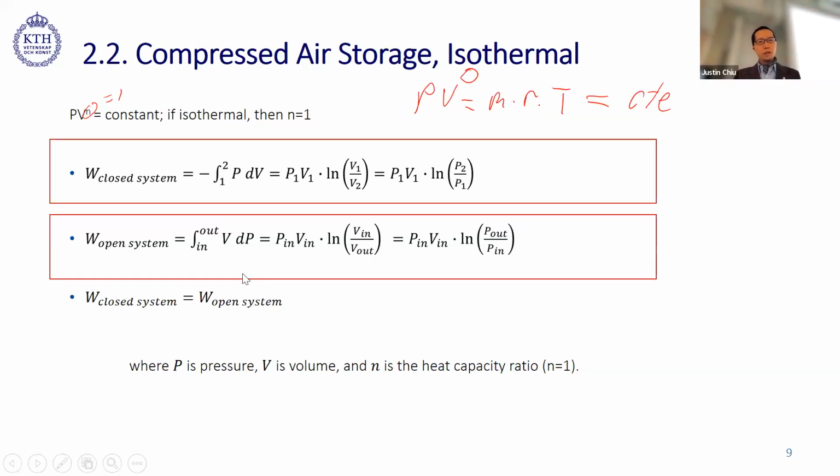And then also here, P is pressure, V is the volume, right? And n is the heat capacity ratio, and this is Cp over Cv. Sometimes we write k in some nomenclature, so it depends. Here I put n as the abbreviation that I use here.